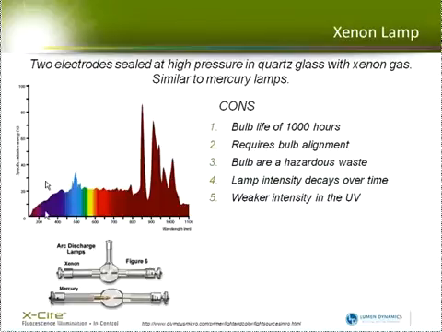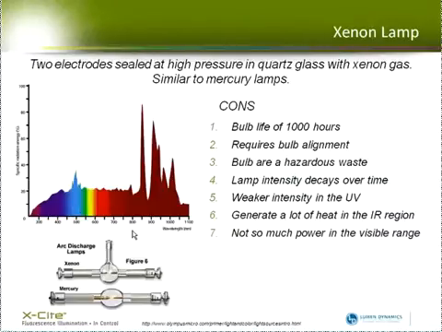You have weaker intensity in the UV, so you could see that as a pro or a con in the sense that if you're doing imaging with UV excitable dyes, you may need more power from the Mercury lamp. But if you're doing live cell imaging, this may be a pro. They generate a lot of heat because you see this huge amount of light in the infrared area. So normally you should have a heat filter in place if you're going to use one of these on your microscope. And the power is not so high in the visible range in comparison to the Mercury.